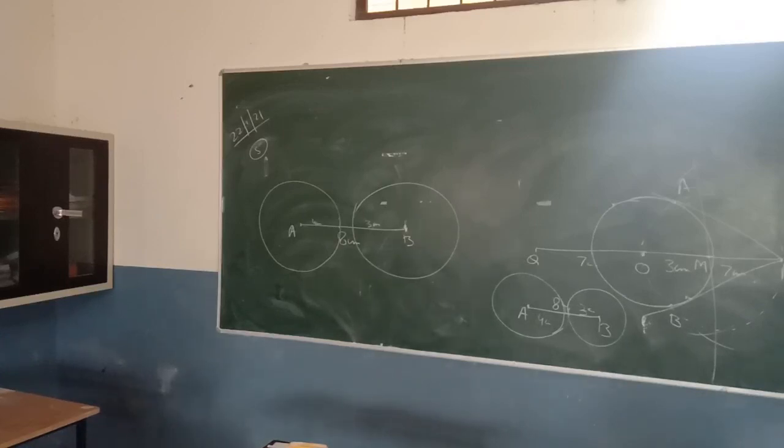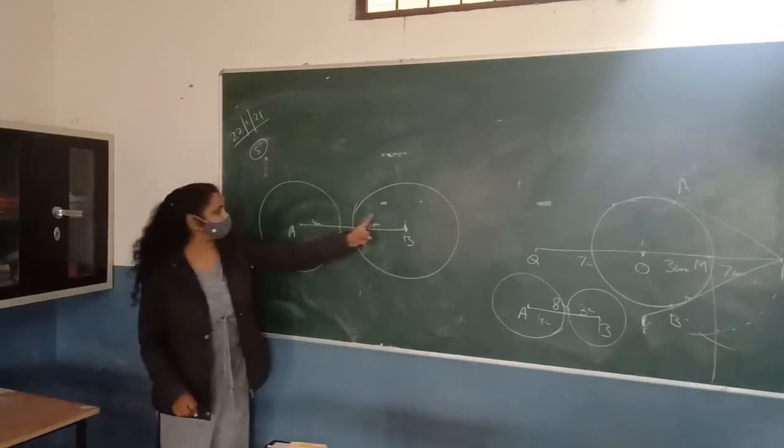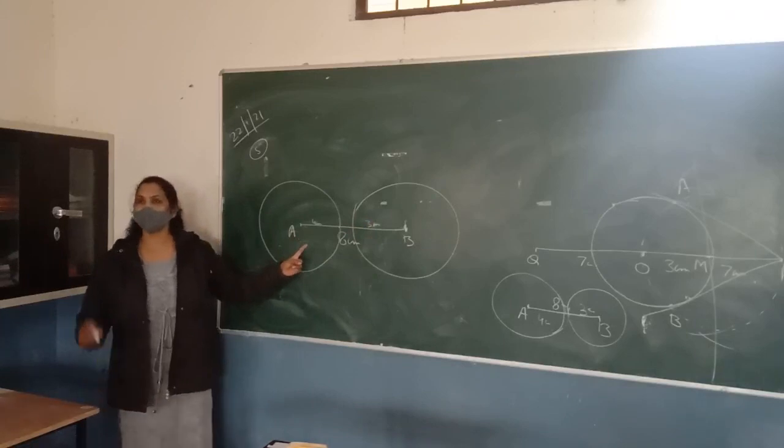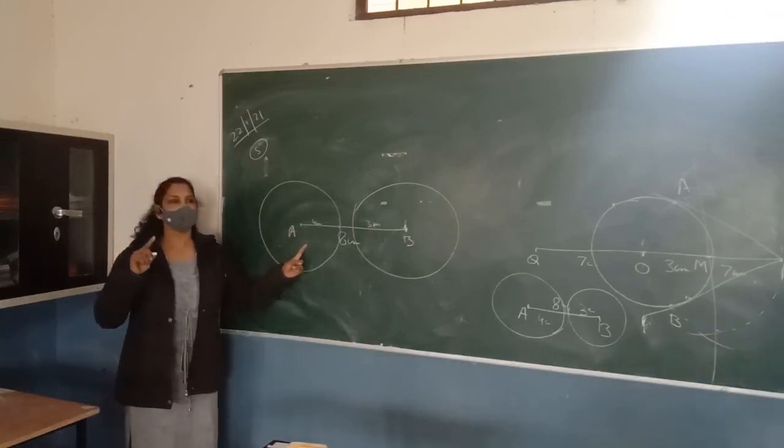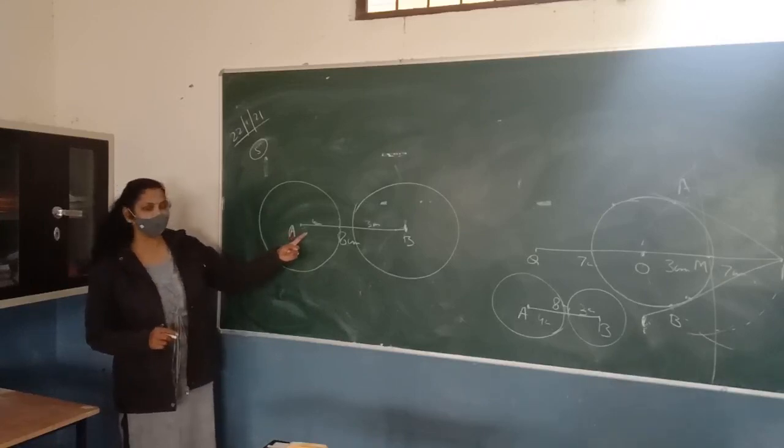Then from the point A, you have to construct the tangent. So what is the method to construct the tangent to this circle from the point A? Now who is going to explain? Nitin, how can you draw the tangent from the point A?